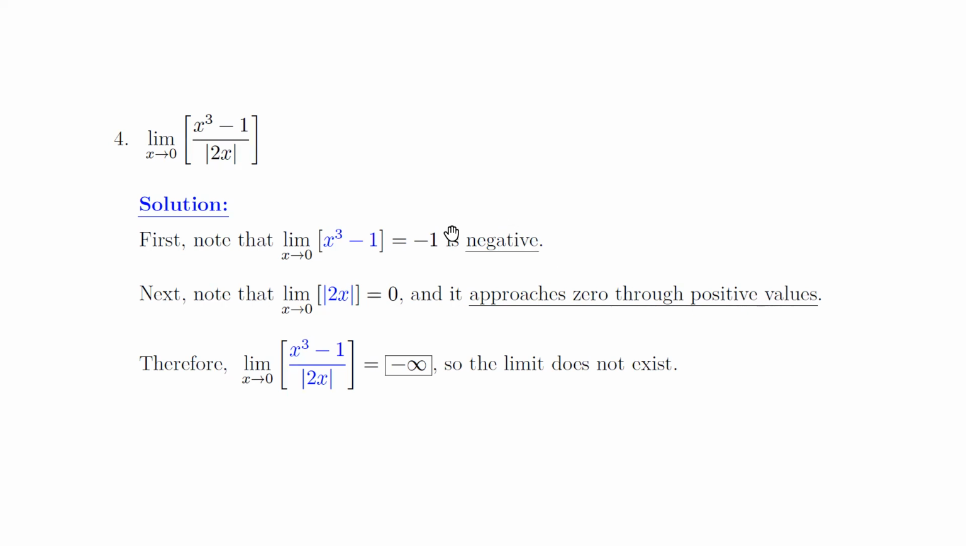Now what we have is a numerator that is negative, and the denominator is approaching 0 through positive values. And something negative divided by something positive is always going to be negative, which means that our answer is going to be negative infinity. If this was positive and positive, then we would get positive infinity. If it was negative and negative, we would get, again, positive infinity. Right? But as long as one is negative and one is positive, we will get negative infinity.